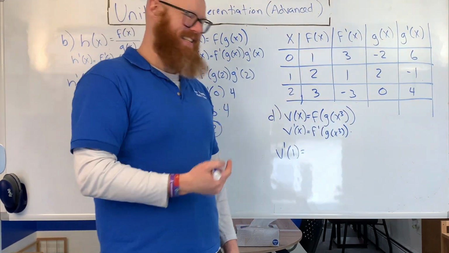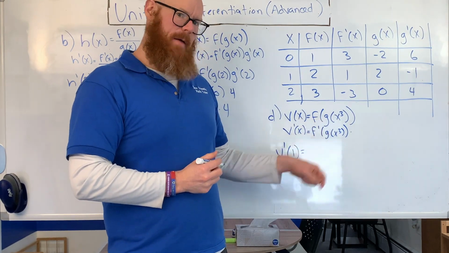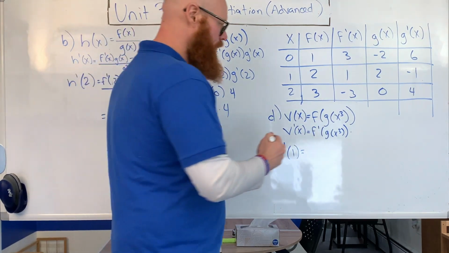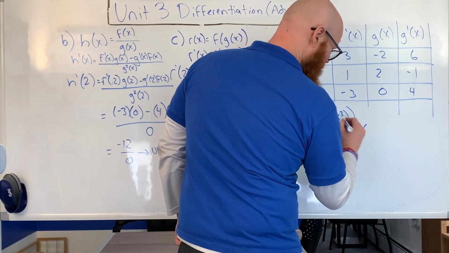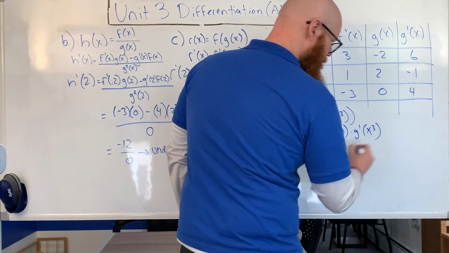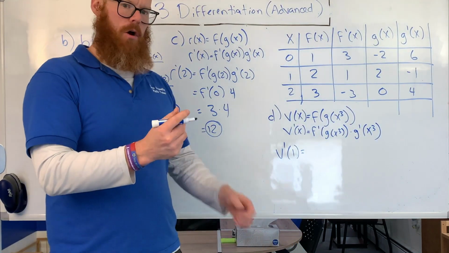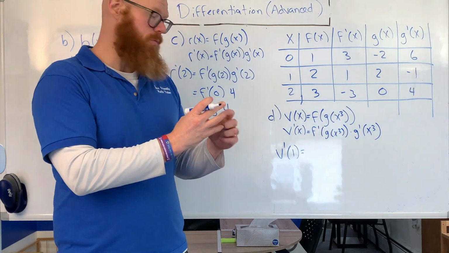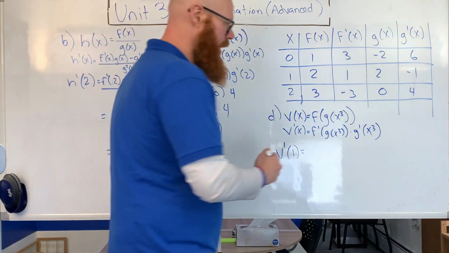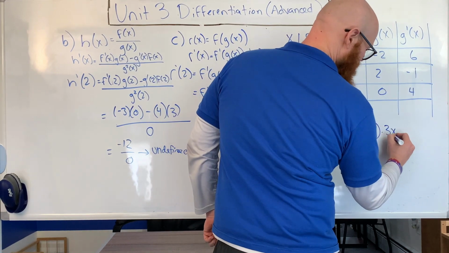The next most inside function is g. Well, the derivative of g is g prime. But we keep x cubed the same. And finally, we make our way to the very innermost function, which is x cubed, and we have to multiply by the derivative of that. So that's times 3x squared.